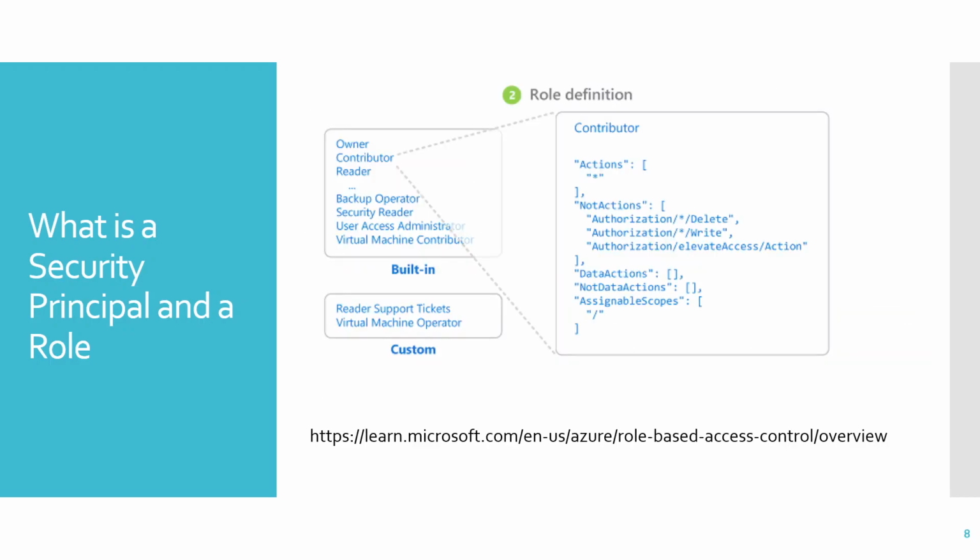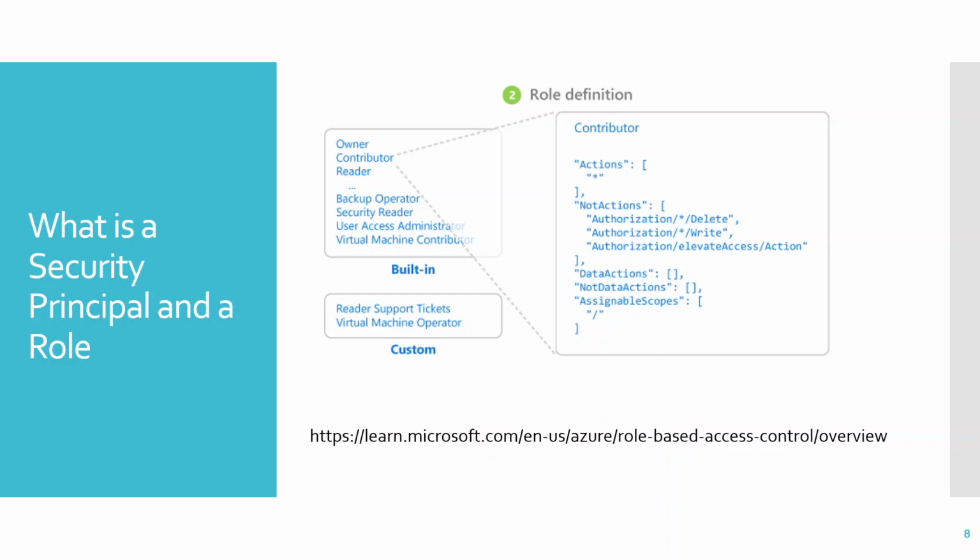Now coming to an example which I have taken from Microsoft, using the following link. You can see a role definition here, and the left side is divided into built-in role and custom role. For built-in roles, you can have owner, contributor, reader, operator, and many more roles. For custom roles, for example, here they have named reader support tickets, VM operator, those kinds of roles. And on the right side, you can see the definition, or the metadata, of a role in JSON format.